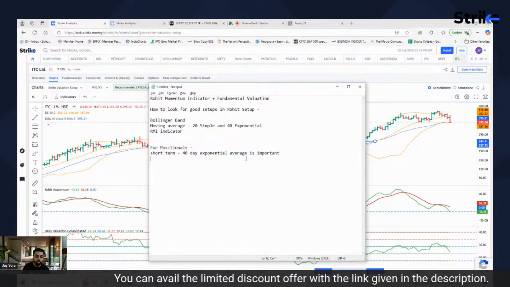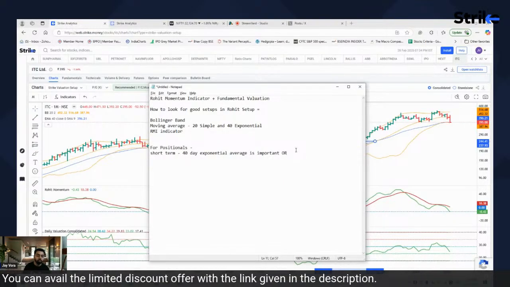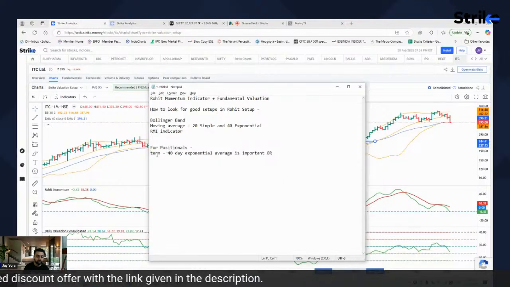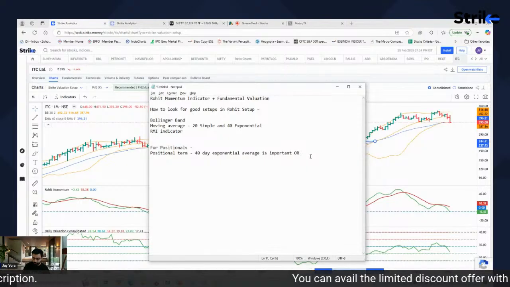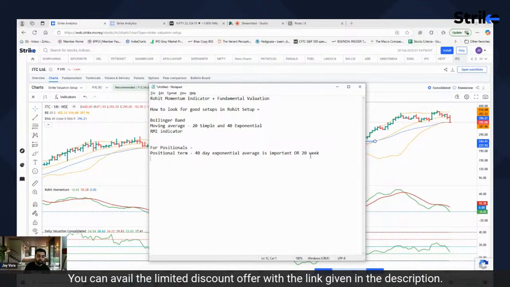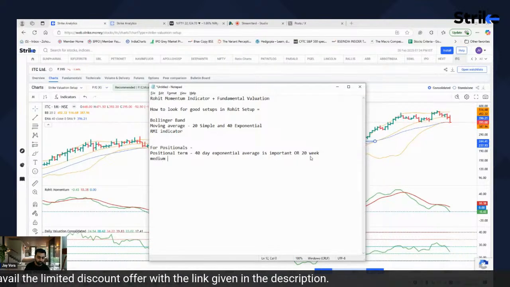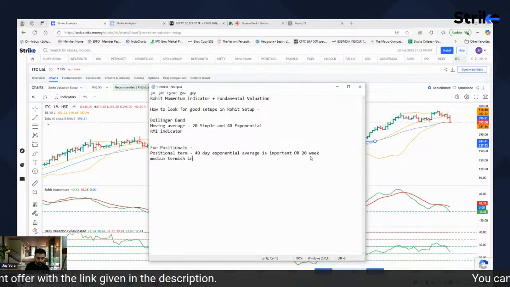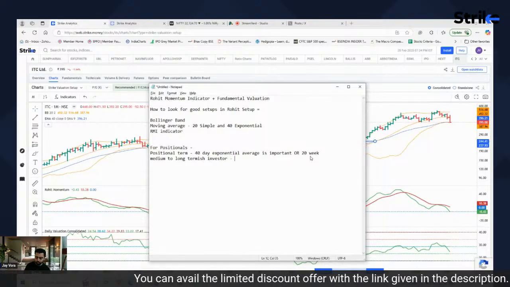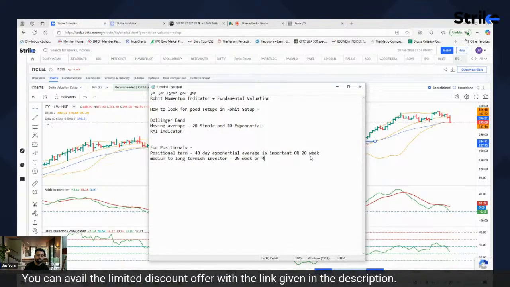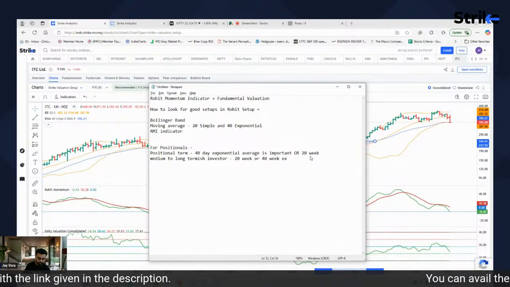So for positional traders or investors, I'm not writing short term, it is either the 40-day exponential or the 20 week. Okay, if this breaks, then you have to move out. If you are a bit medium-termish, actually medium to long term, I would say, for you it is the 20 week or 40 week exponential average, based on your risk appetite and how much you want to hold.